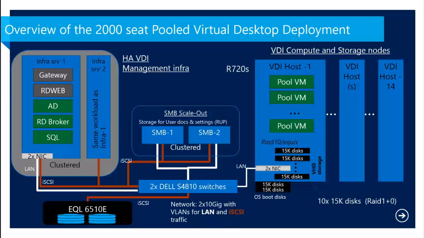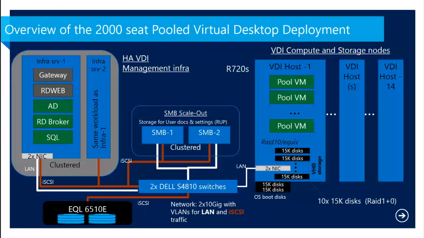This is what the actual deployment looks like. It's a bit complex chart, but it'll be in the slide. Basically, this is the concept of CPU, compute, and storage being local. So all the VMs are pool VMs running from local storage. None of the hypervisors on the VDI host side are clustered.